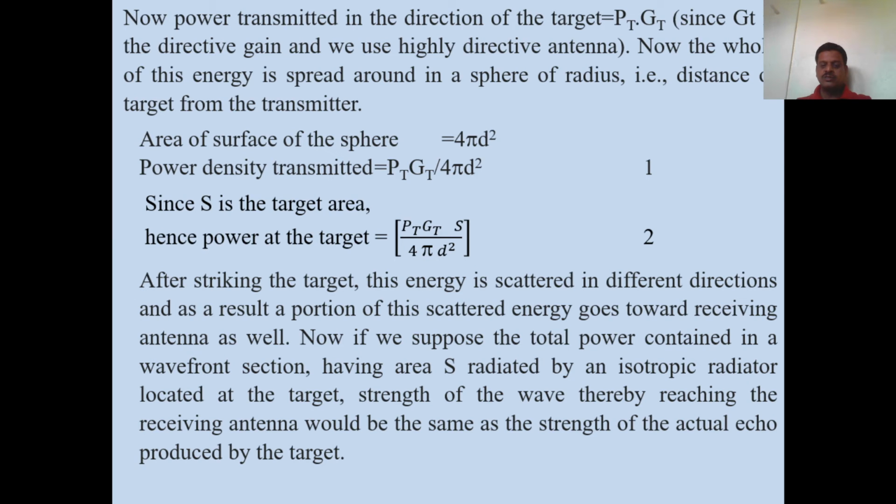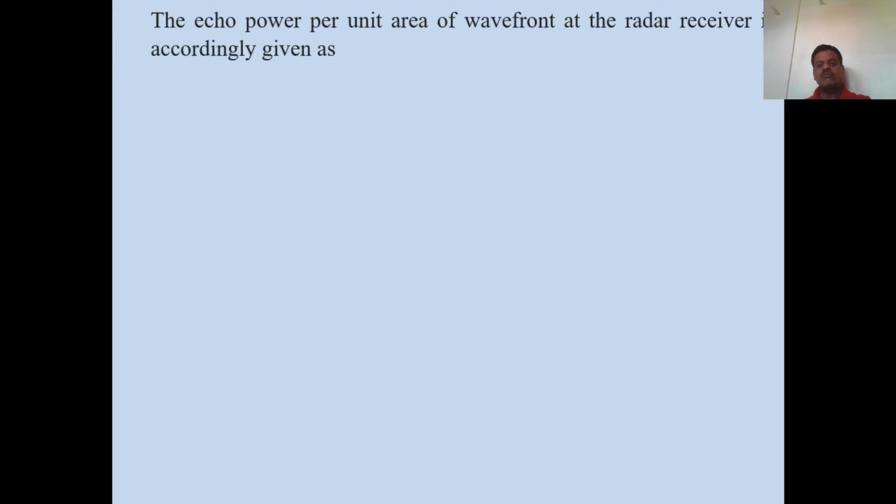And now suppose the total power contained in the wavefront section having the surface area S is radiated by isotropic radiation located at the target. The strength of the wave thereby reaching the receiving antenna would be the same as the strength of the actual echo produced by the target. So the echo power per unit area of wavefront at the radar receiver is given by PT into GT into S divided by 4 pi d square, into 1 divided by 4 pi d square, which is represented by equation number 3.